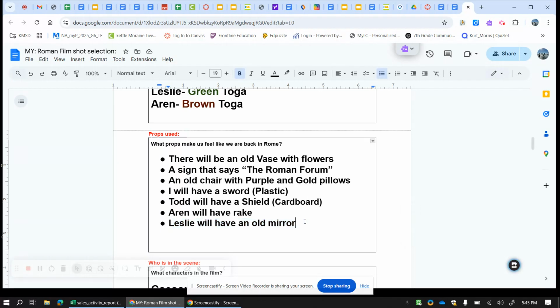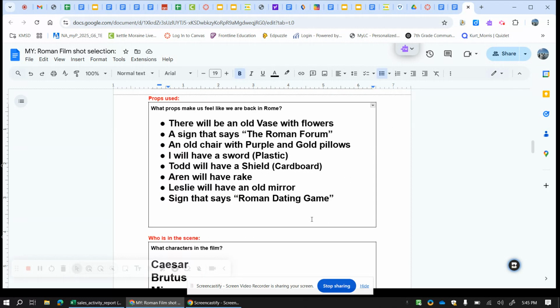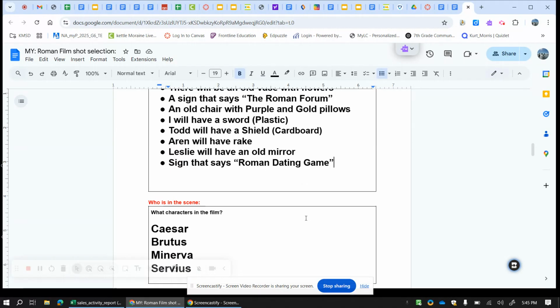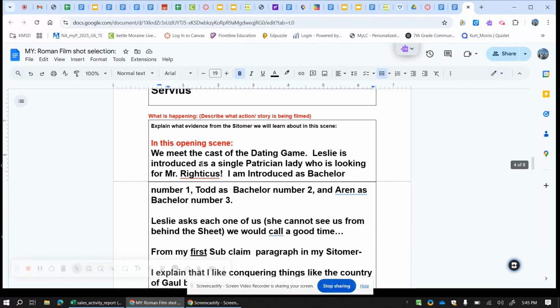You know what else we need? We need to add one more thing. We need to add a sign that says Roman Dating Game. That sign's going to be hanging up above too, so we know what show we're on. See, it's tongue-in-cheek. We're making fun of a TV show, but learning about ancient Rome and Julius Caesar. Who are the characters? Caesar, Brutus, Minerva, and Servius. Okay.